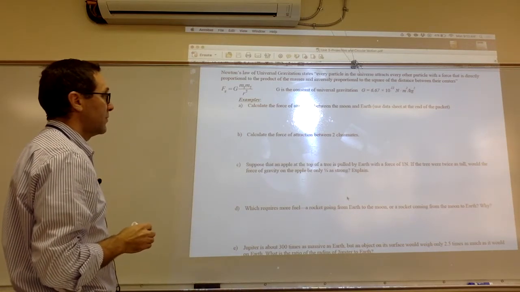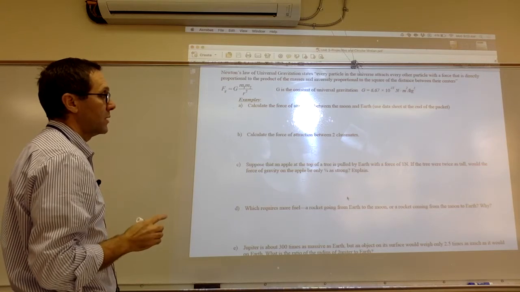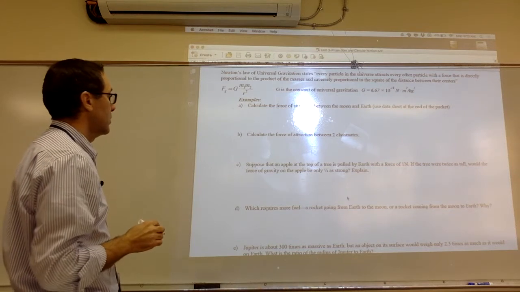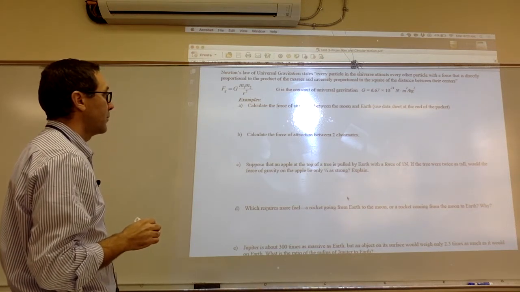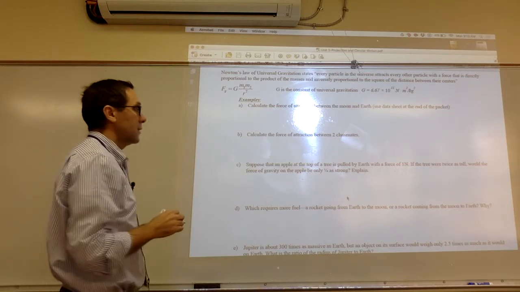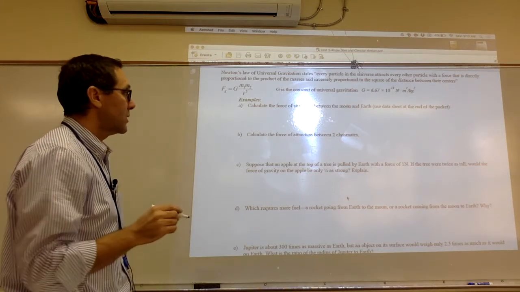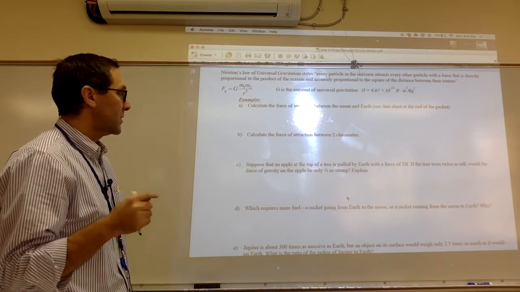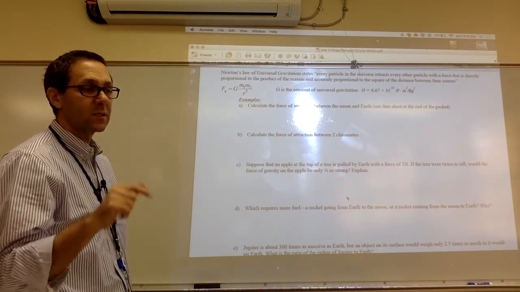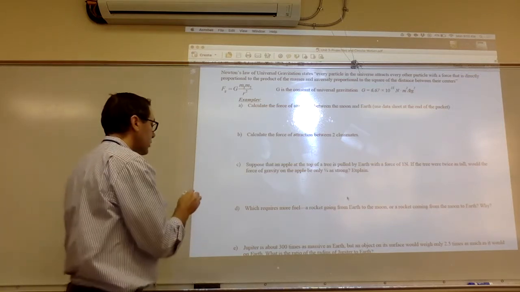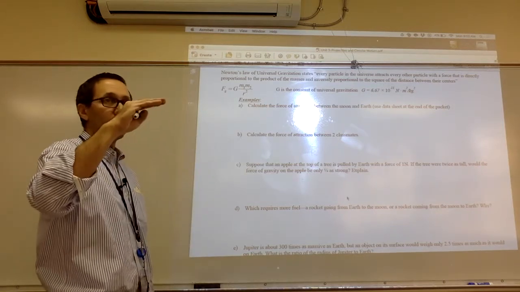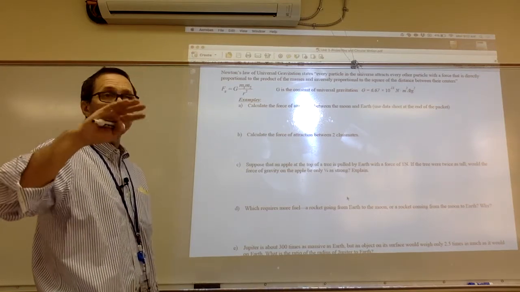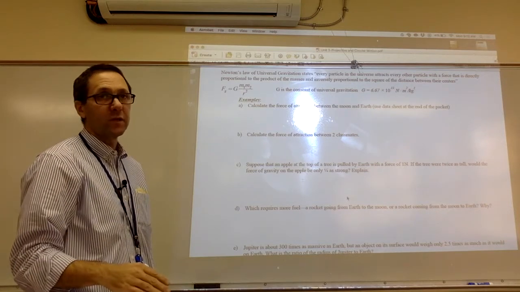Suppose an apple at the top of a tree is pulled by earth with the force of 1 Newton, right? So this apple must be about 100 grams, 0.1 kilograms. If the tree were twice as tall, would the force of gravity on the apple be only 1/4 as strong? At first you think that's what it is, because the tree doubled in its height. But that's not true, because you have to measure the distances to the center of the earth. Okay, so whether the tree is twice as tall or 3 times as tall, the apple hasn't changed much its distance compared to the center of the earth, right?